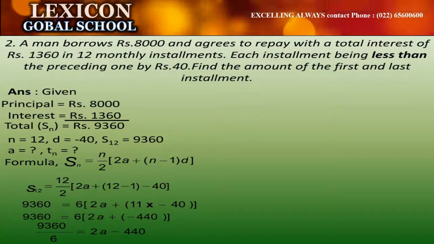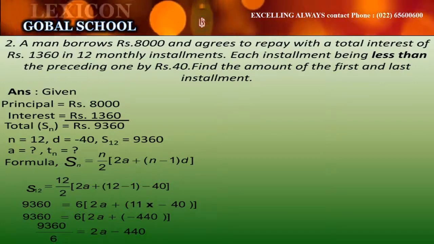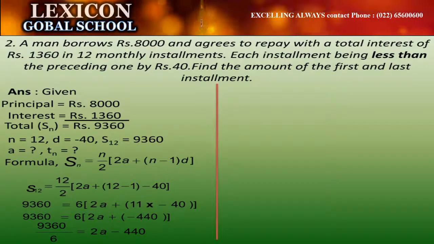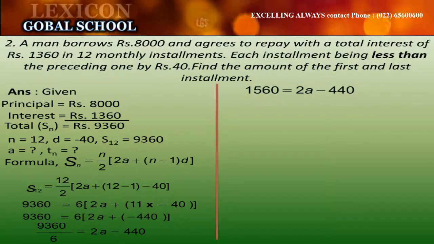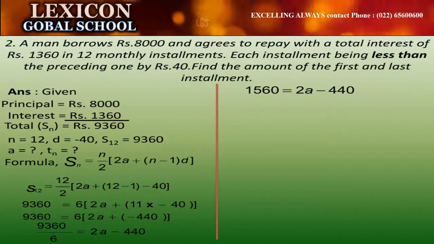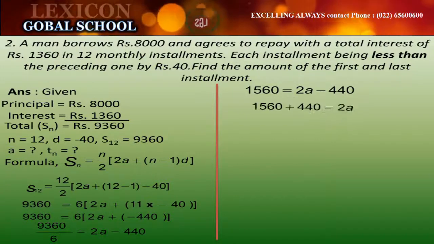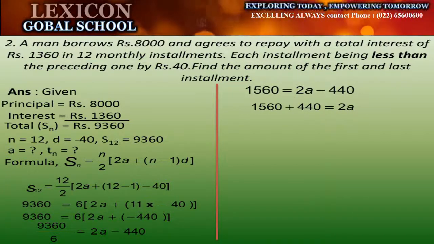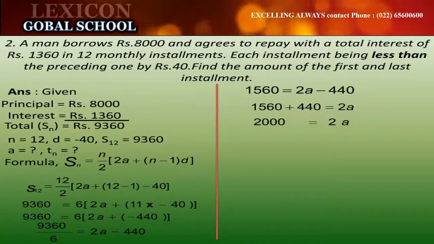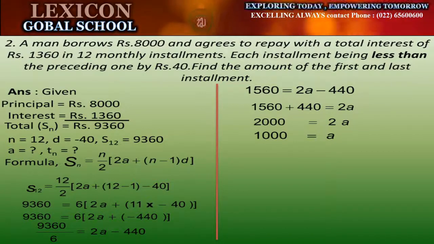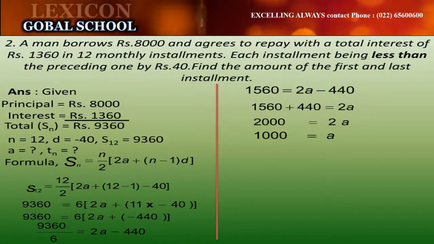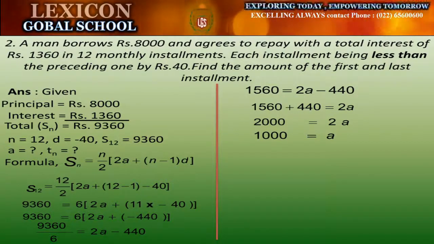When 9360 gets divided by 6, you get 1560 is equal to 2a minus 440. 440 when it goes to your RHS, 1560 plus 440 is equal to 2a. Therefore, 2a is equal to 2000 and a is equal to 1000. Once we have found out the value of a and we already have the value of d, let us now substitute it in the formula of Tn.